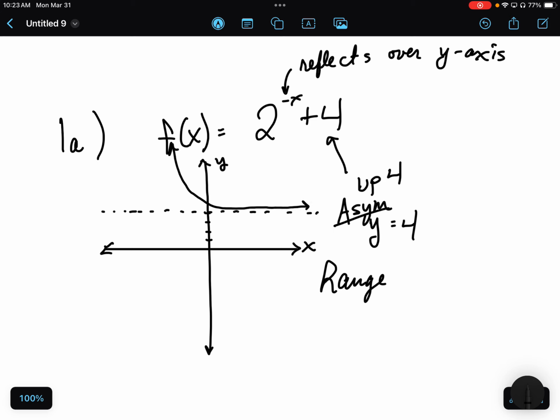And so my range would be from 4 to infinity. The reason why it was 4 is because it got shifted up 4. And the domain for this one would be all real numbers, or from negative infinity to positive infinity, because we are going to the left and to the right forever. For range, could you just write y is greater than 4? No, not equal to. Just greater than 4.